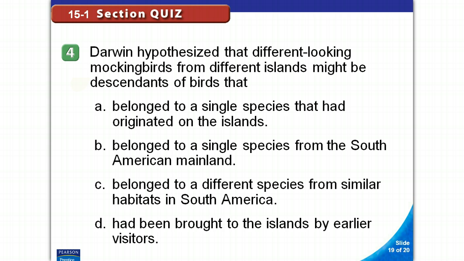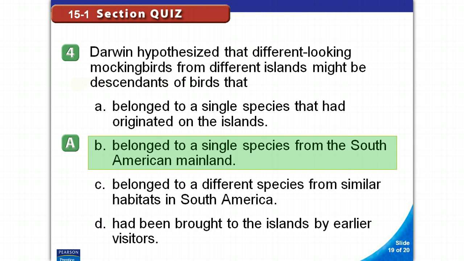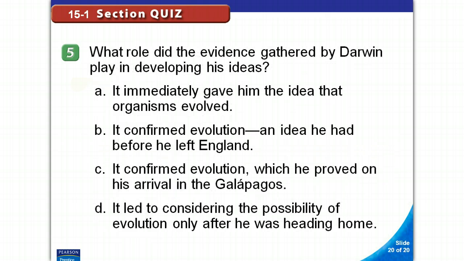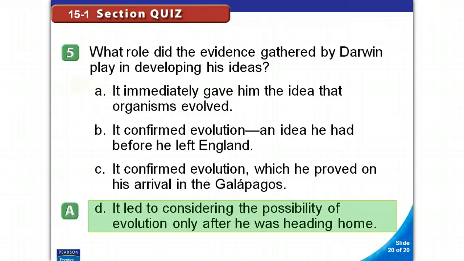Darwin hypothesized that different-looking mockingbirds from different islands might be descendants of birds that belong to a single species from the South American mainland. What role did the evidence gathered by Darwin play in developing his ideas? It led to considering the possibility of evolution only after he was heading home. That's the end of the section.